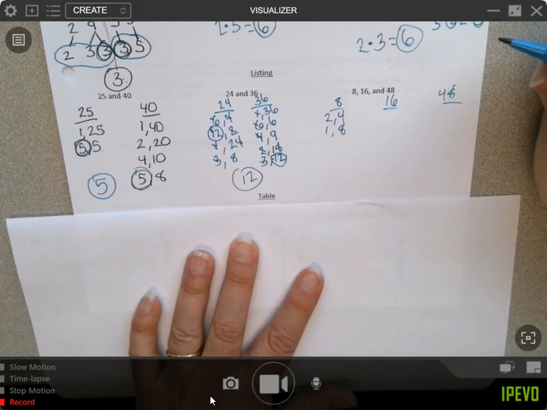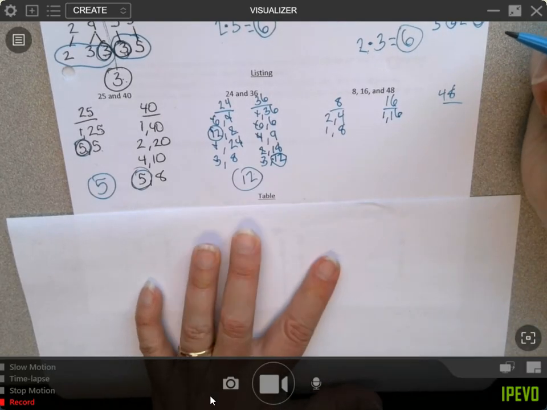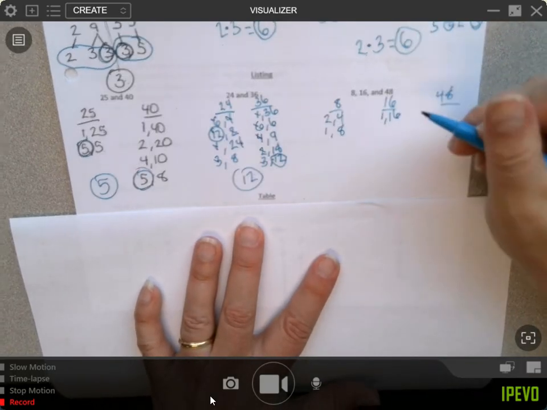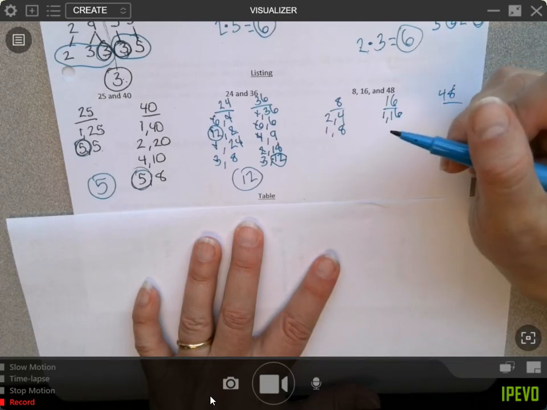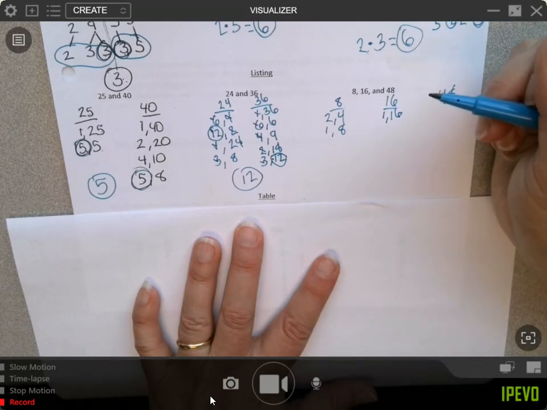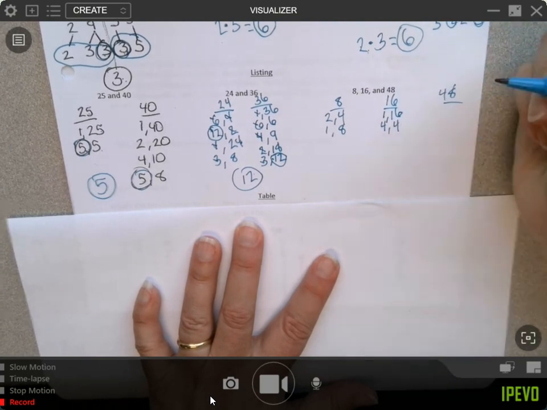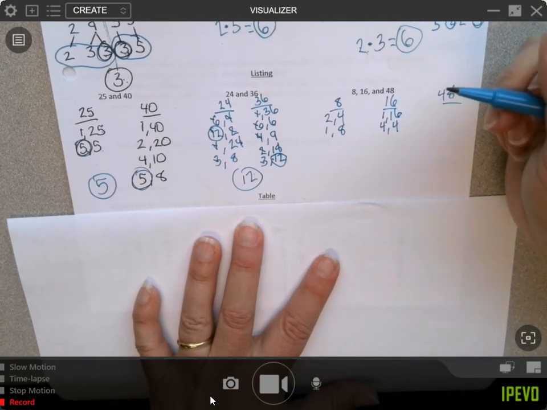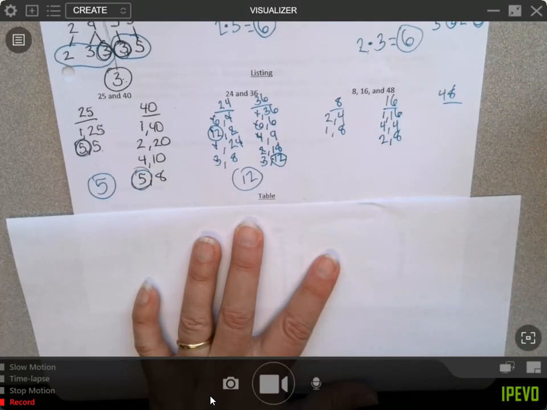What are my factor pairs for 16? Lexi? 1 and 16. What's another factor pair, Aiden? You were close. That would have gotten us 18 though, not 16. Can you think of a different one that gets us to 16? 4 and 4. What's another factor pair, Kellen? 2 and 8. And that's it for our 16s.